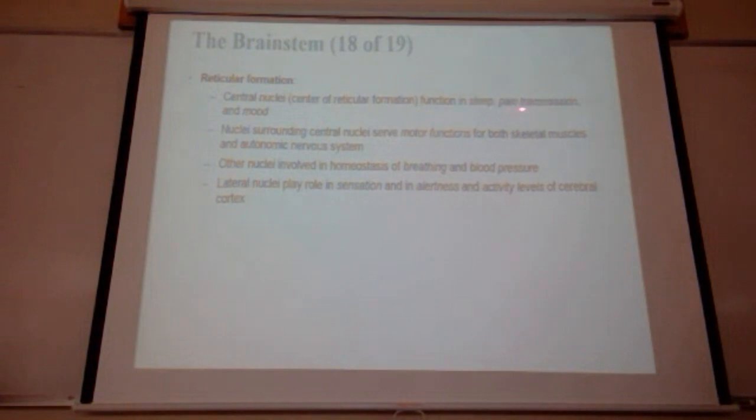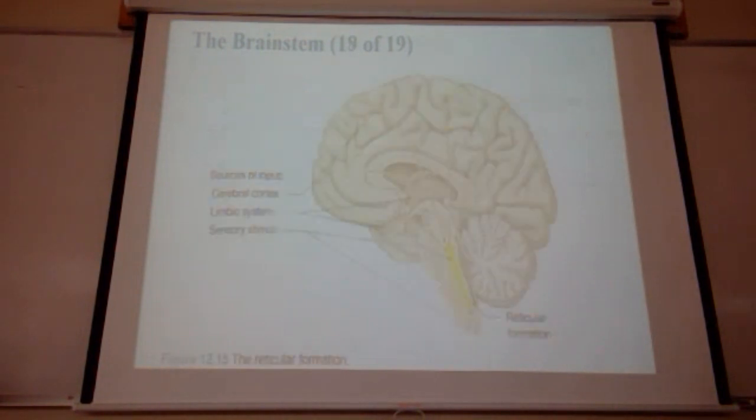That's why lots of folks, when they take pain medication, get sleepy and also have a depressed mood. Nuclei surrounding the central nuclei serve motor functions for both skeletal muscles and autonomic muscles. Other nuclei are involved in homeostasis of breathing and blood pressure, and the lateral nuclei play a role in sensation and alertness and activity levels of the cerebral cortex.